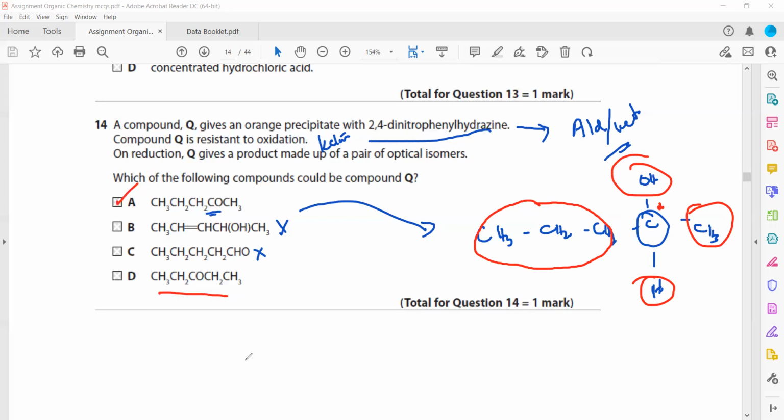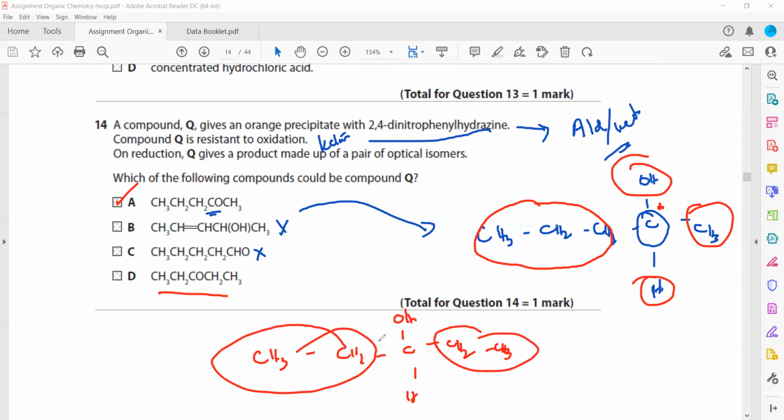Why not D? Because as a result of this reduction, D won't form a chiral carbon as it will have identical groups on both sides. So C2, CH3, CH2. So identical. So it won't be a chiral carbon. It can be reduced to alcohol, but the product will not have a chiral carbon. So it won't have optical isomer. That's why A is a valid answer. Is it clear? Question 14.